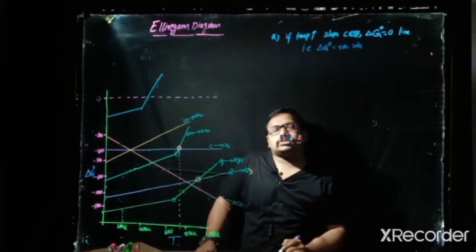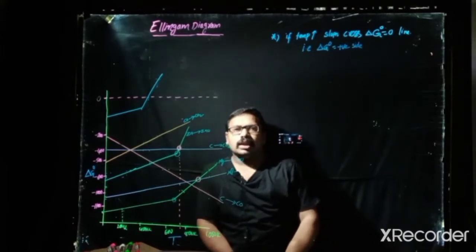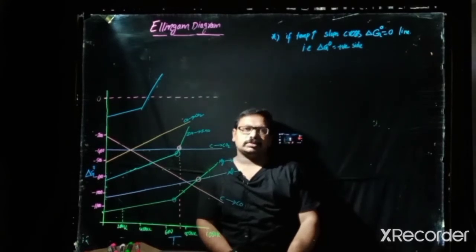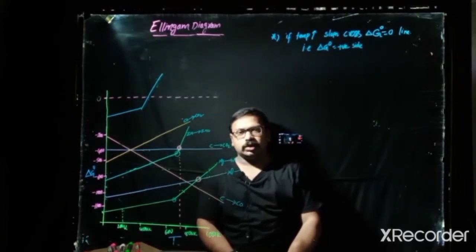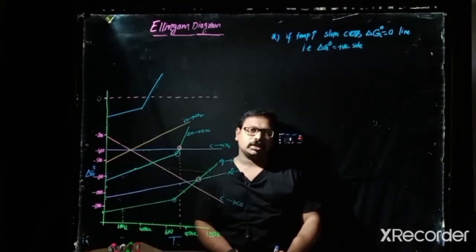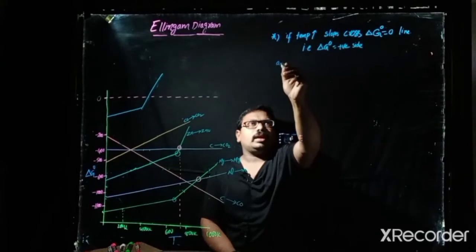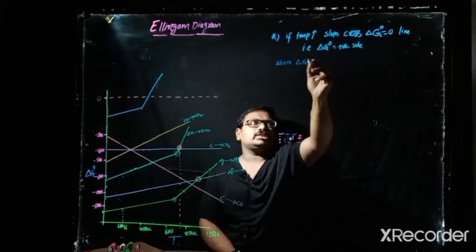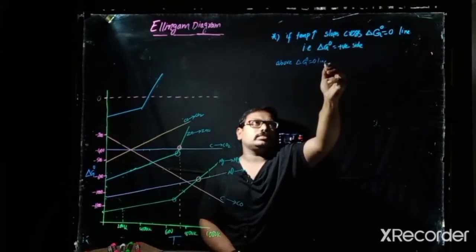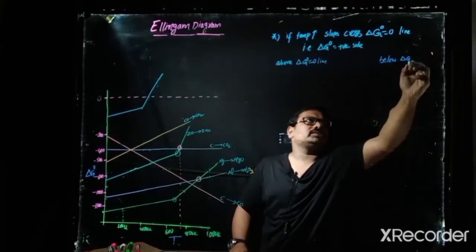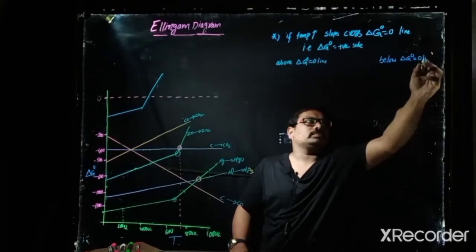Delta G naught on the positive side means we understand that the oxidation of metal will be non-spontaneous. Below the delta G naught equal to 0 line, the oxidation of metal will be spontaneous. Here I am writing above the delta G naught equal to 0 line, and on this side below the delta G naught equal to 0 line.